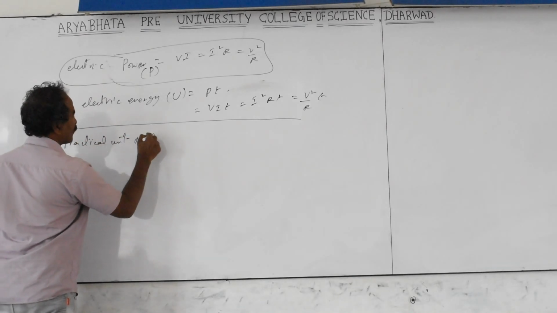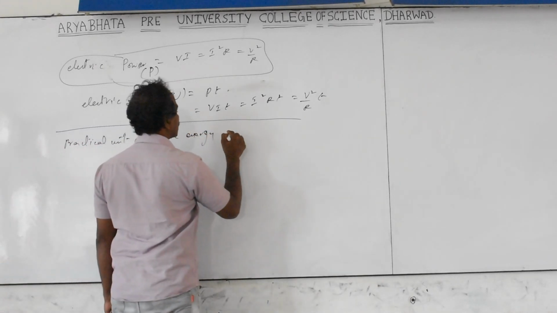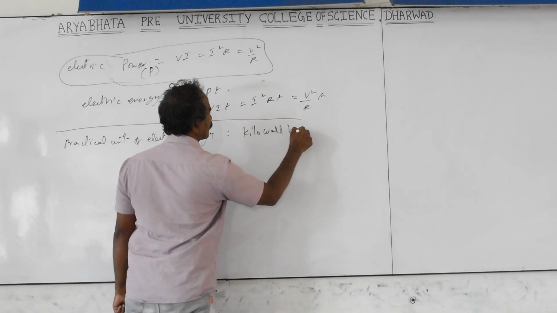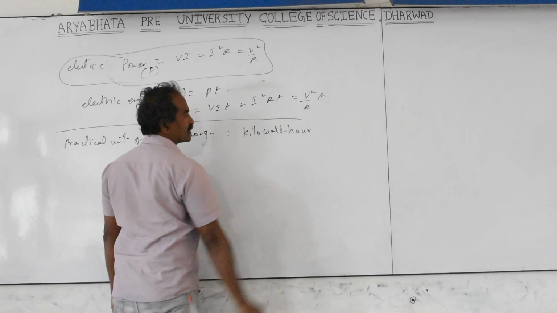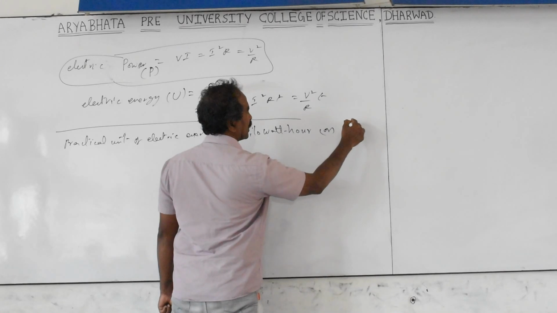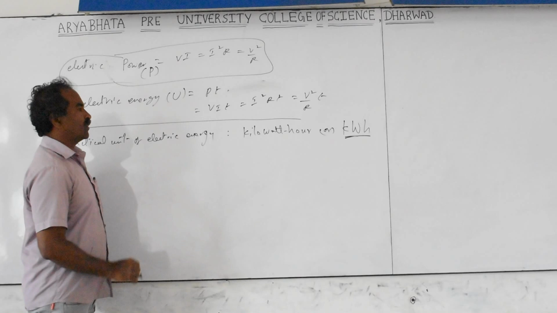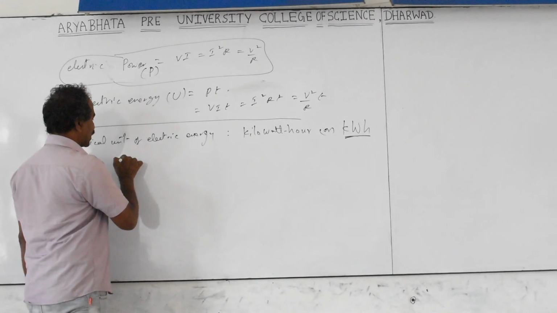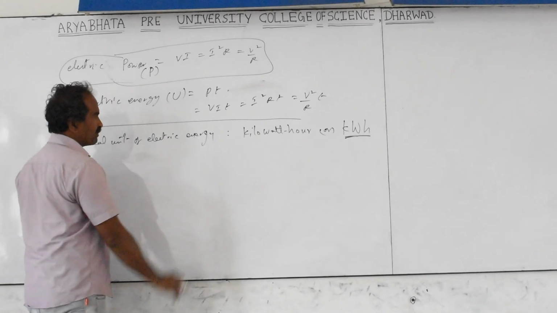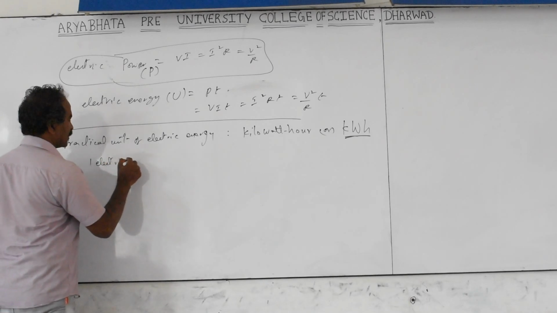Units of electric energy. The practical unit of electric energy is kilowatt hour, sometimes written with a space between, with the symbol kWh. 1 kilowatt hour is 1 unit. 1 unit means 1 electric unit. In the houses you get the electric bill based on this only.